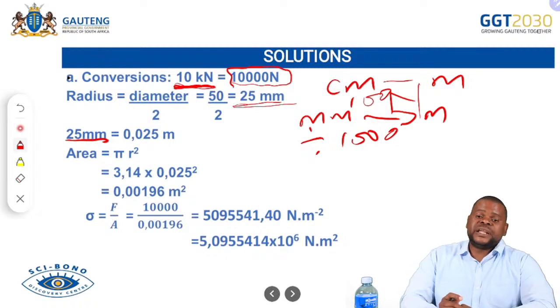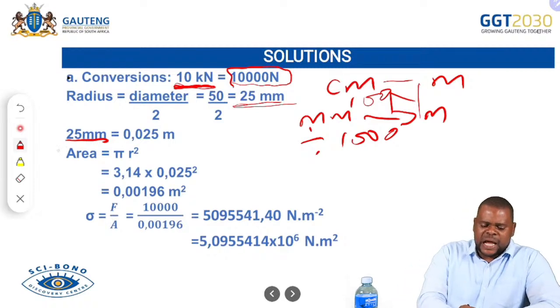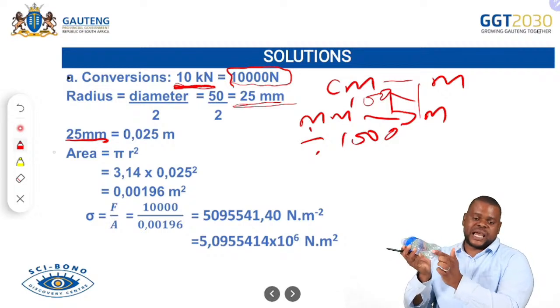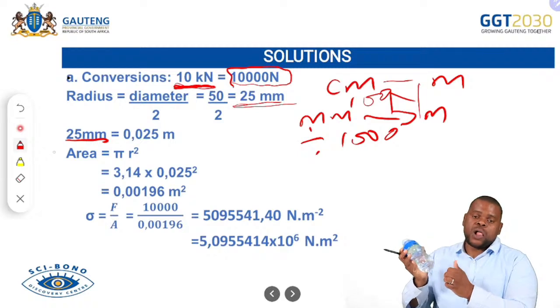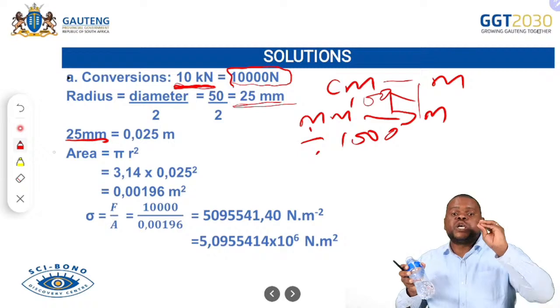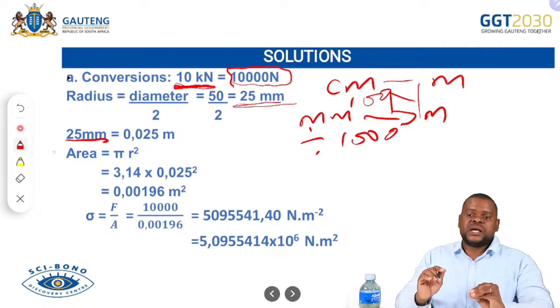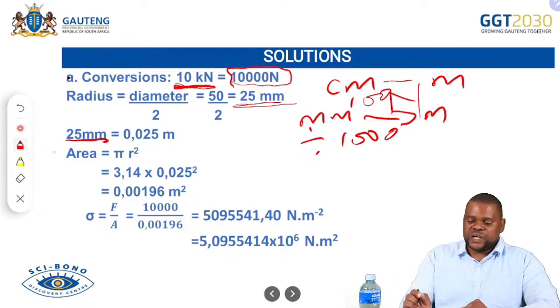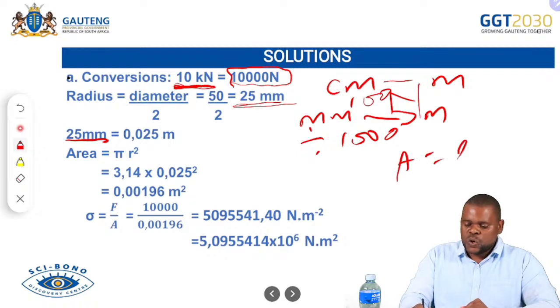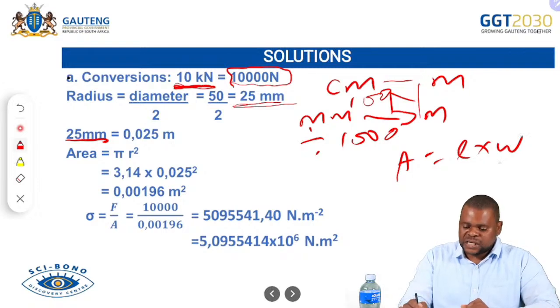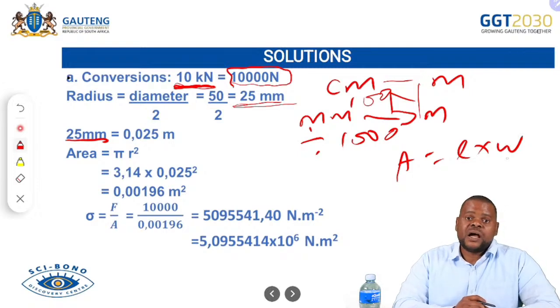Now we say the area. Can you see the area of a circle? Because now we're dealing with a circle. We're no longer dealing with a block. If it was a block, the surface is a square. And when you calculate the area of a square, we say area is equal to length times width, or length times length, or length times breadth. Are we together, grade 12?